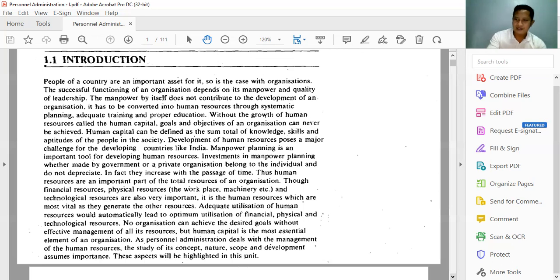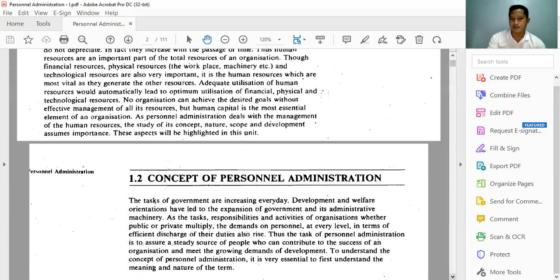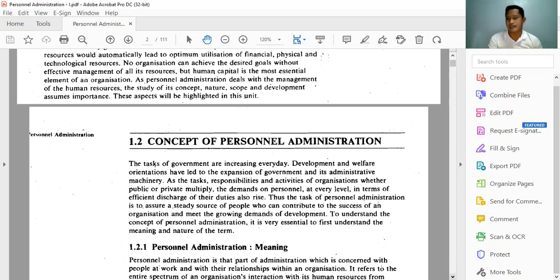Okay, so let's move on to the next slide. So we have the concept of personal administration. The tasks of government are increasing every day. Development and welfare orientations have led to the expansion of government and its administrative machinery.